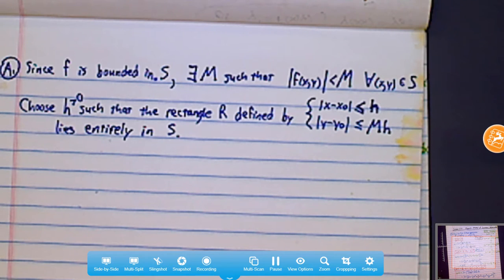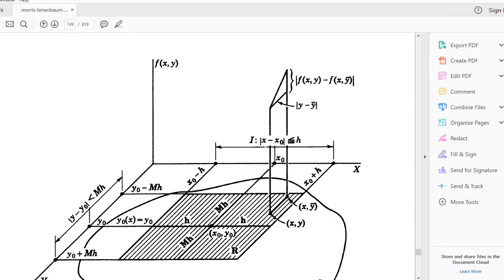So this is a rectangle, right? Because you have an interval on the x-axis and an interval on the y-axis. They define a rectangle like this. You may have never seen this before, but it works. And then you just shrink it down. You choose h small enough that, notice the way they did the picture? I mean, it's barely in S. You know what I mean?